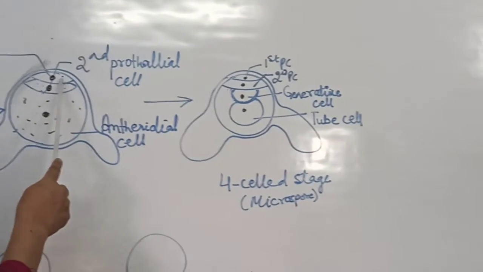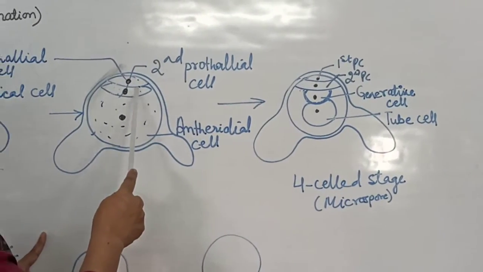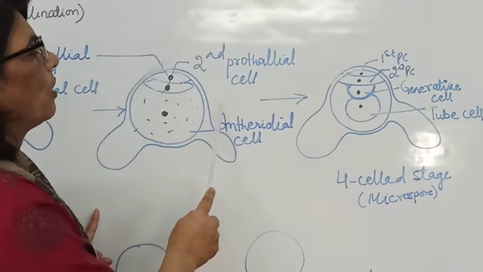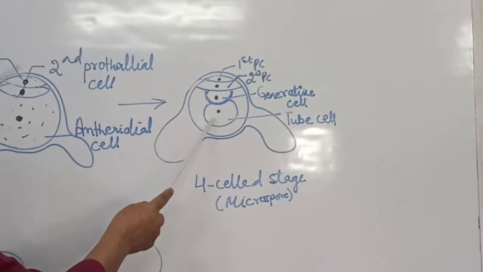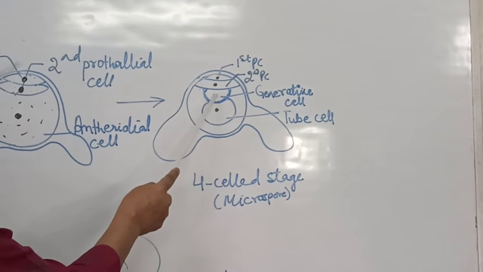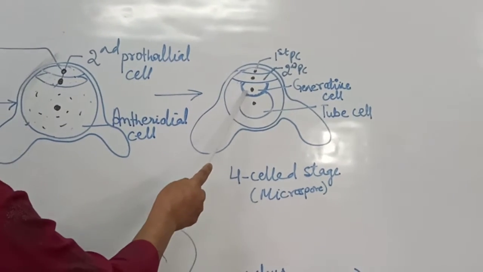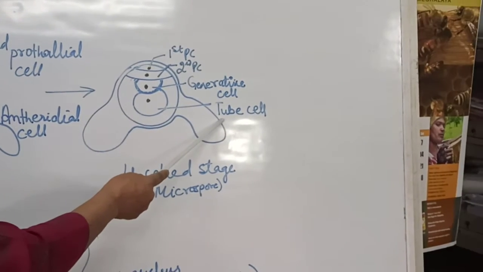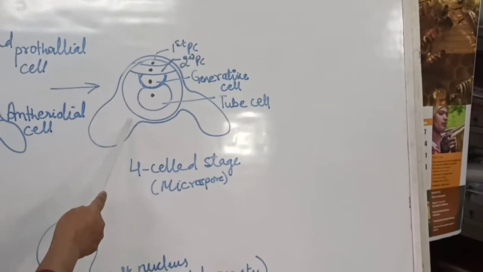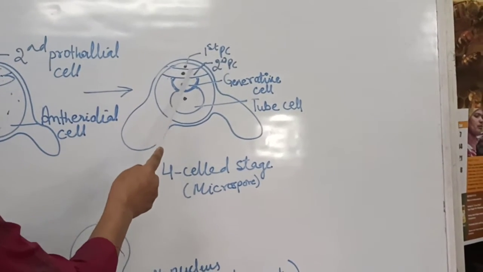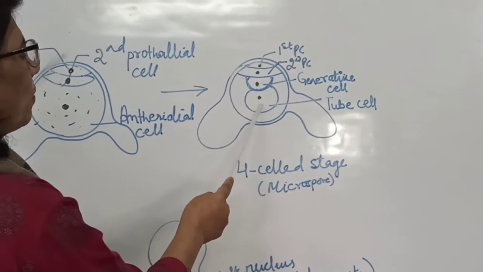Now, first prothallial cell and second prothallial cell remain as such, whereas the antheridial cell undergoes further division, giving rise to two cells, which we can see over here. The one which is towards the second prothallial cell is known as generative cell, and the one which is below it is known as the tube cell. So in this diagram, we can see four cells: first prothallial cell, second prothallial cell, generative cell, and tube cell.